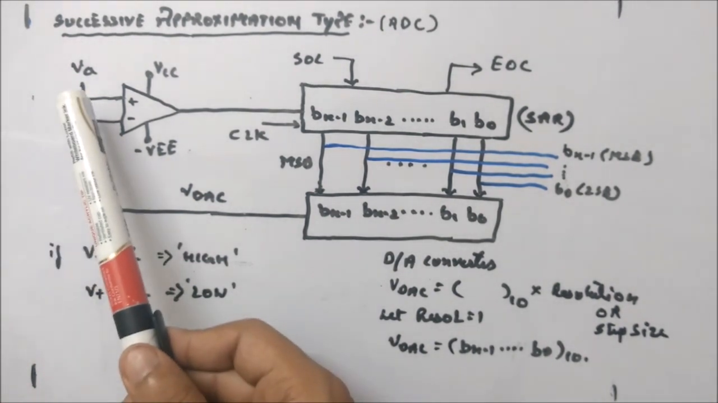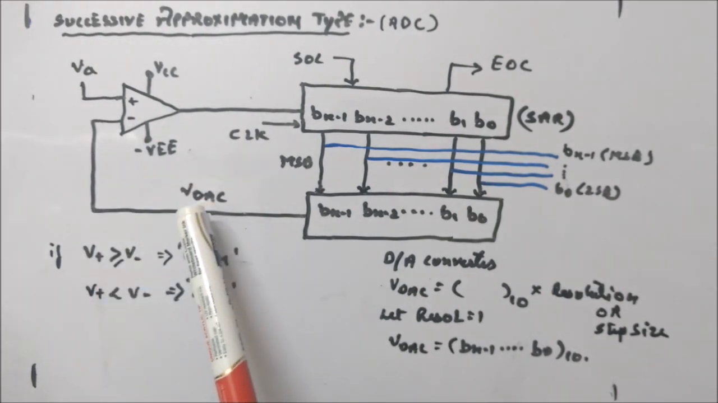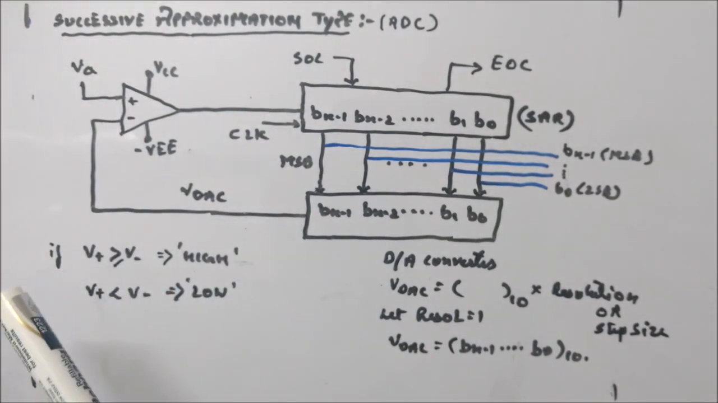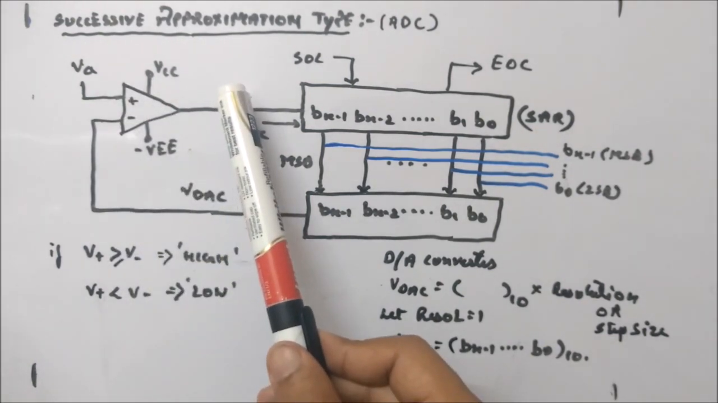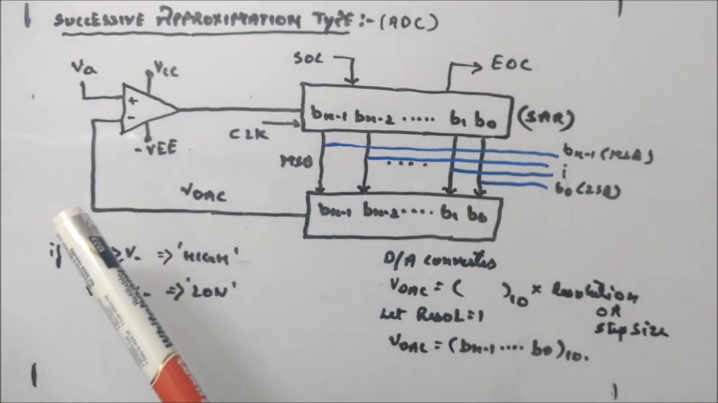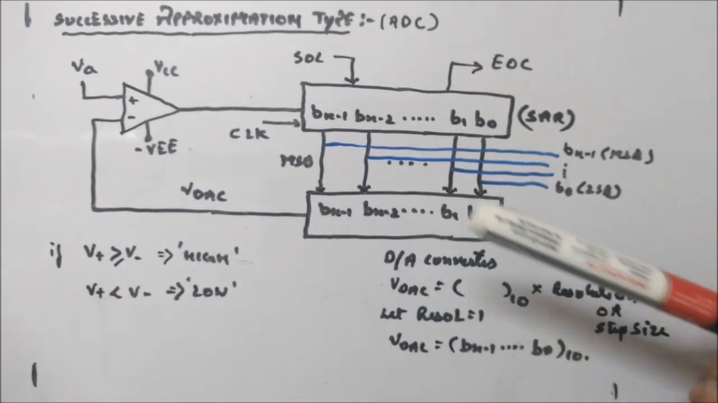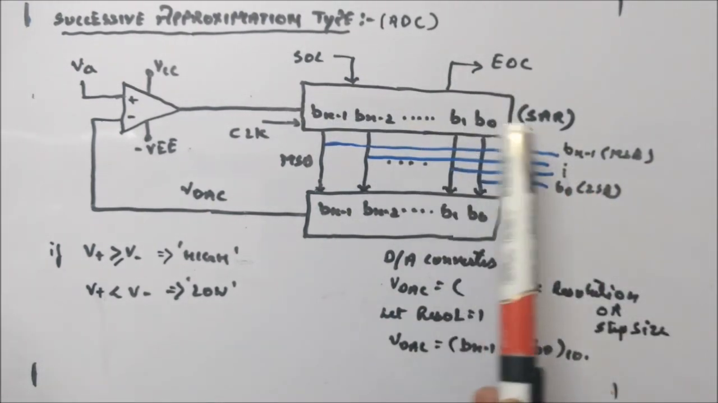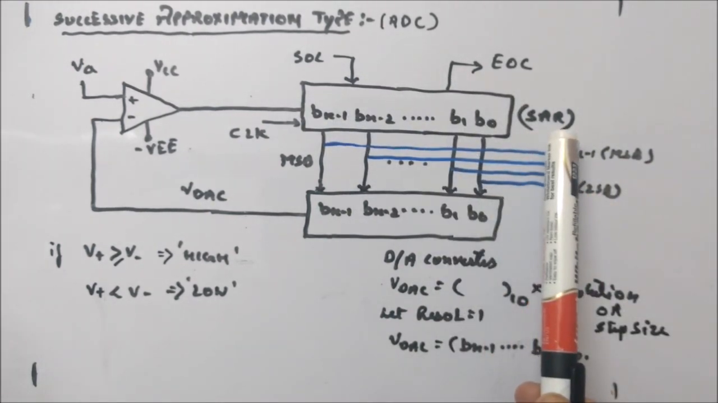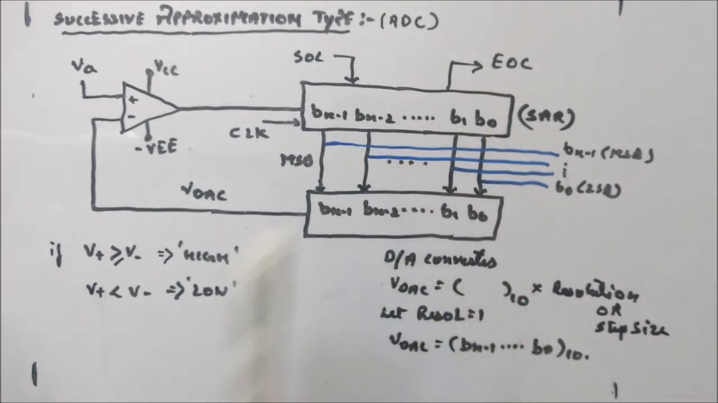Once you apply an analog voltage, it will be compared with the digital to analog voltage, and accordingly the comparator will give either a high output or a low output. Okay, so this is how the comparator will work. Now, how will the process start? The successive approximation register will be all set to 0. All bits will be set to 0 first.